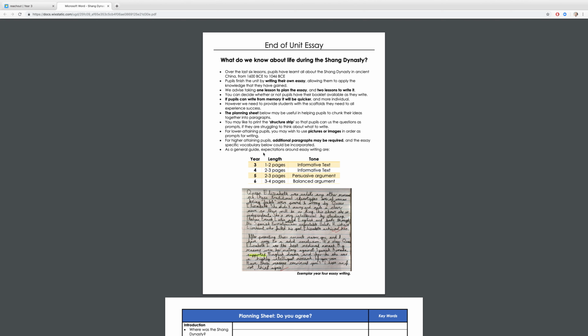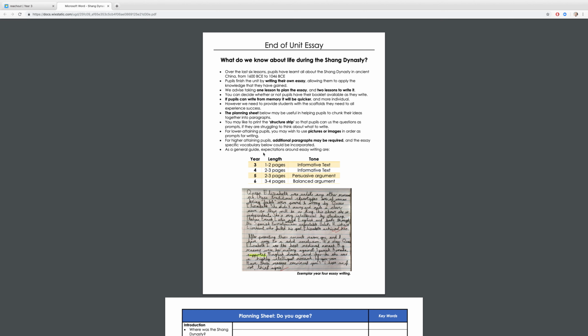As a general guide, we think that in year 3 the essays are likely to be around a page or 2, and the tone of that is really an informative text. They're writing down everything that they know to inform the reader. And in year 4, similarly, it's got an informative tone, but they might be writing 2 to 3 pages by that point, a couple more sentences for each section. By year 5, it's probably about the same length as their handwriting gets smaller and neater.